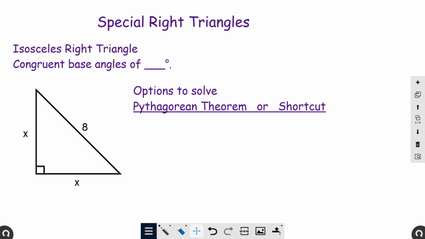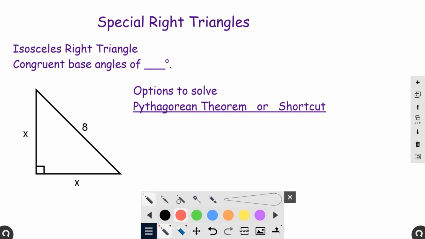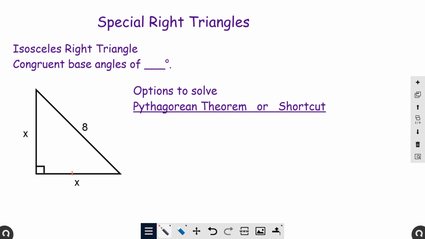All right, so let's go on with our special right triangles. So the first type we're going to talk about is isosceles right triangles. Now, what makes something isosceles? What does it mean to be isosceles? Two sides are the same. That's what isosceles means. So in this picture here, we see the two equal sides, which are the two legs.